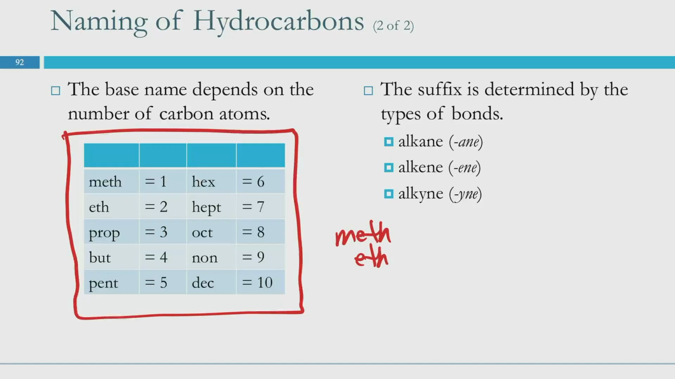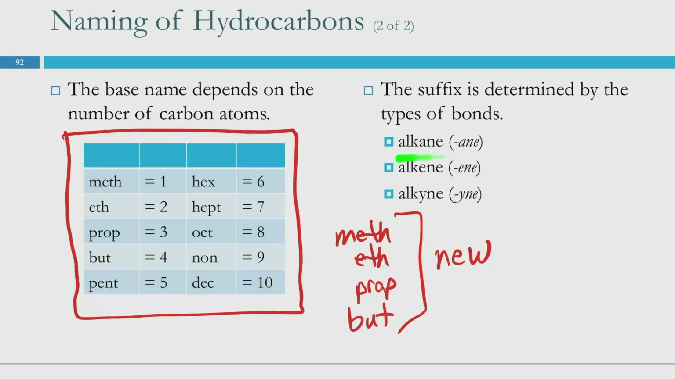So meth, eth, prop, but. These are new ones. The other ones follow the same form. So pent, hex, hept, oct, non, dec. Same order as our hydrate prefixes, our molecular compound prefixes. And the same numbers too, which is important. So this is for the base part of the name, up to 10.